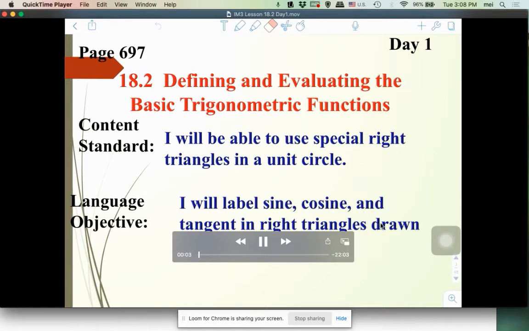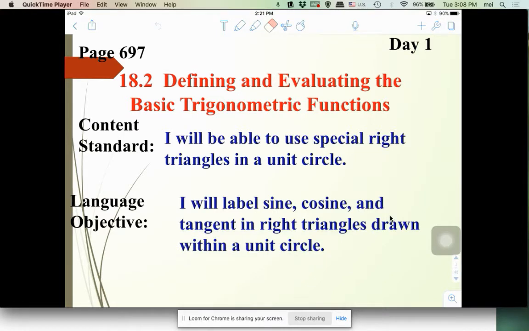Hello everyone. Today we're going to learn lesson 18.2, defining and evaluating the basic trigonometric functions. You will be able to use special right triangles in a unit circle.